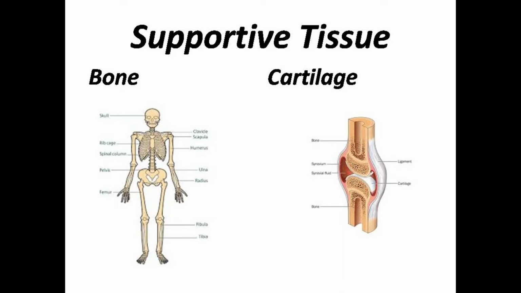The matrix contains salts of calcium, magnesium, and phosphorus. They make the bone hard and rigid. Bone has a supply of blood through blood vessels. Bones are a part of the skeletal system. Bones give a framework and definite shape to the body. They help in the movement of the body. They protect internal organs like the brain, heart, and lungs.